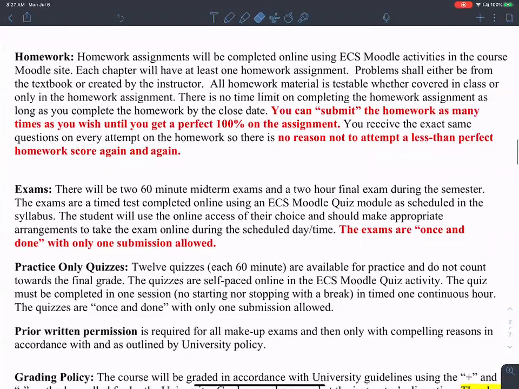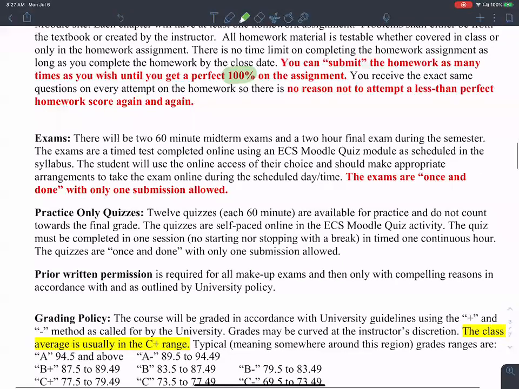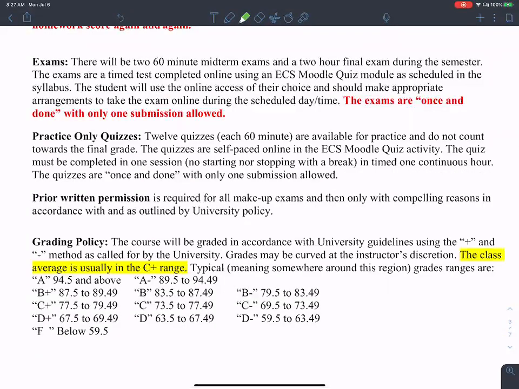So let's talk about the exams and the homeworks. Homeworks will be completed online, completely through Moodle activities. The problems shall be from the textbook or created by the instructor, Professor Rastetro. You can submit the homeworks as many times as you want until you get a perfect 100% score on the assignment. So there is no reason to settle for a less than perfect score. You want to get 100% on that. Again, it's also good practice for the exams.